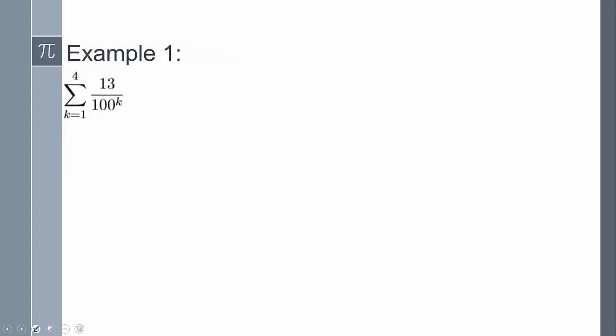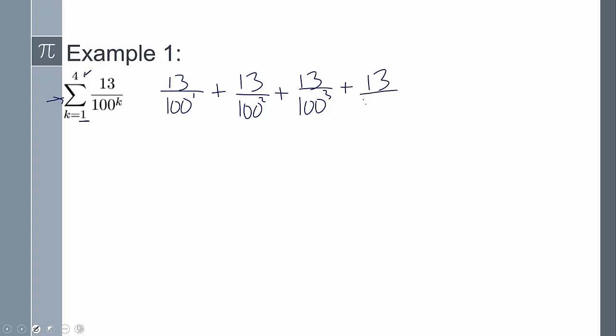So let's look at this first one. Because it uses this sum notation, it means I'm going to be adding all the terms from the first term to the fourth term. So this is going to be 13 over 100 to the first power plus 13 over 100 squared plus 13 over 100 cubed plus 13 over 100 to the fourth power.